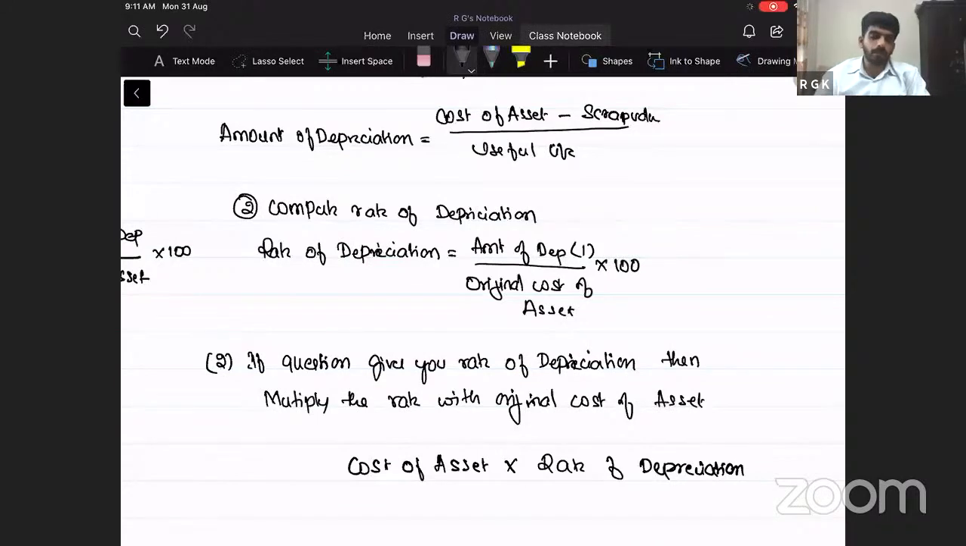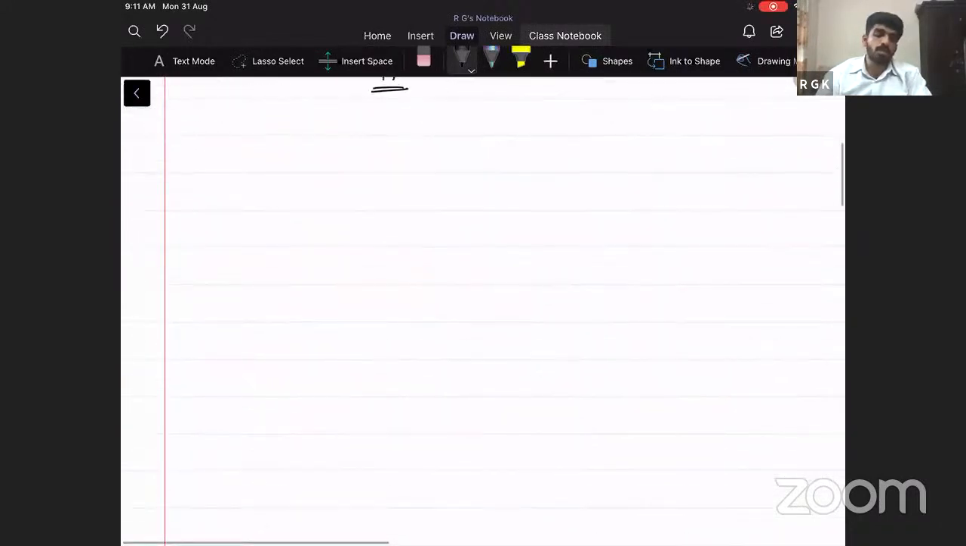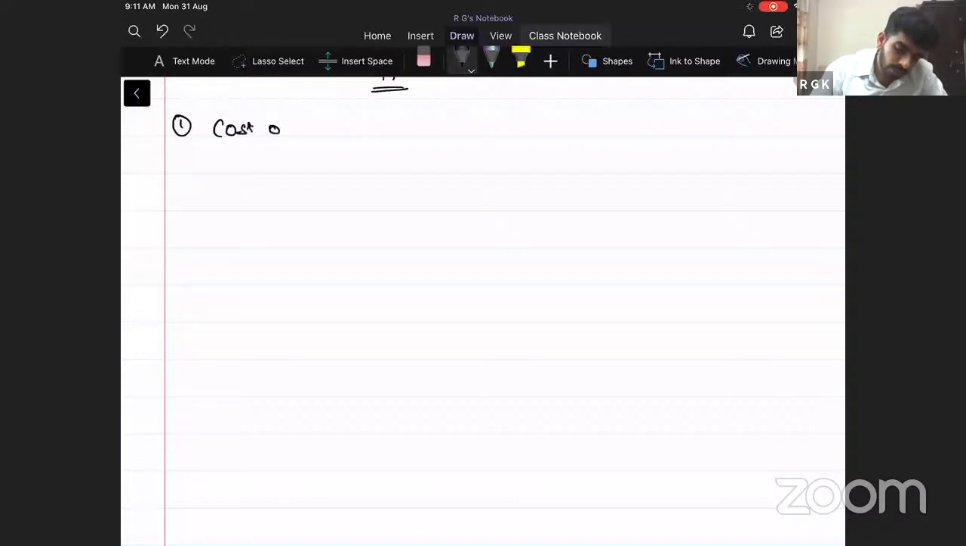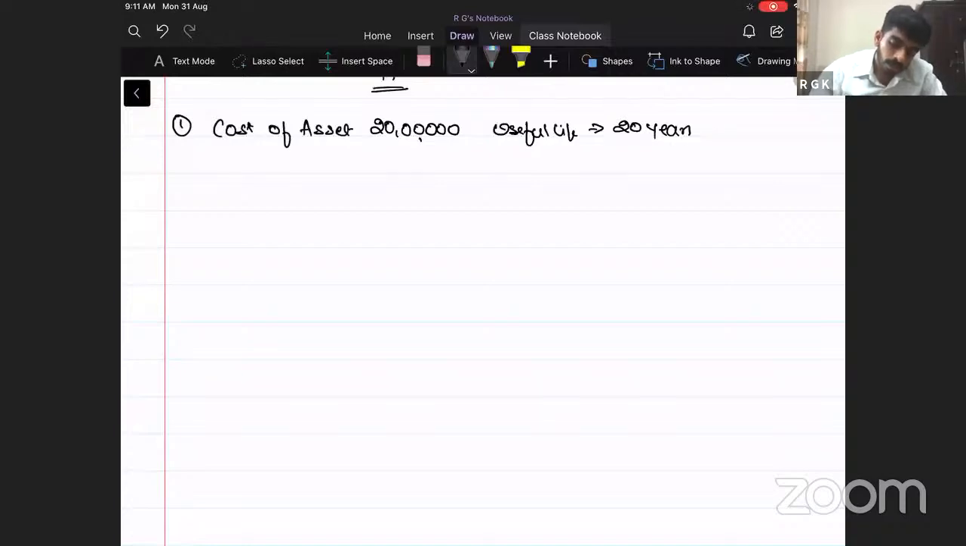So I'll write some examples. You tell me what is the amount of depreciation or rate, whatever is asked in the question. Let us take case number 1. Cost of asset 20 lakhs, useful life 20 years, compute rate of depreciation. I'll give you 2 minutes quickly.